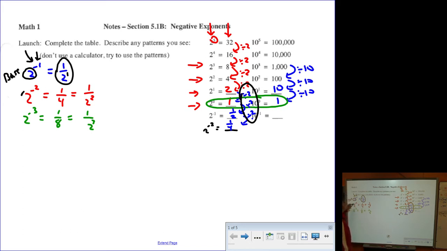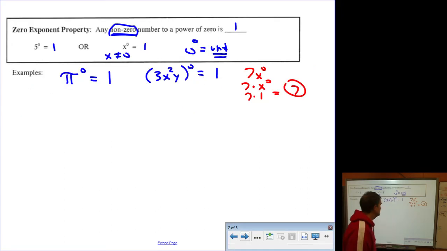Or in this case, when I take the reciprocal of the base, I get 1/2, and this -2 turns into a +2. Taking the reciprocal of the base turns the exponent positive. All right, let's keep that in mind as we move forward.